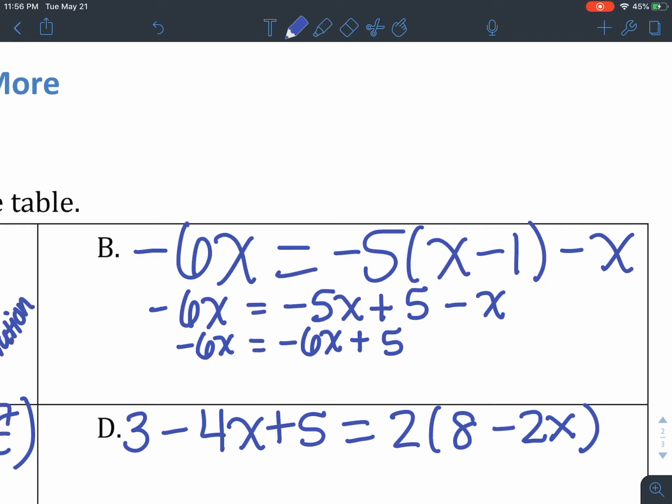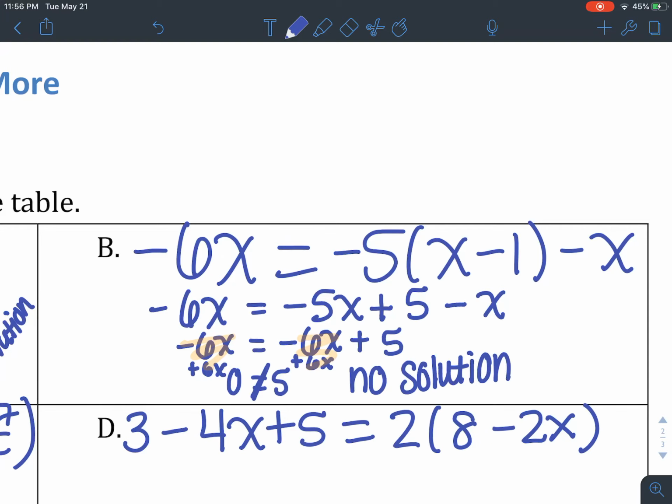So say I was going to just add 6x to both sides, because that's the opposite. Now this side's going to cancel. Technically, both of these are going to cancel. So I'm going to be left with 0 equals 5, right? Because the left side's going to cancel, and I only have plus 5. So 0 does not equal 5. So this means that this is a no solution. Okay?